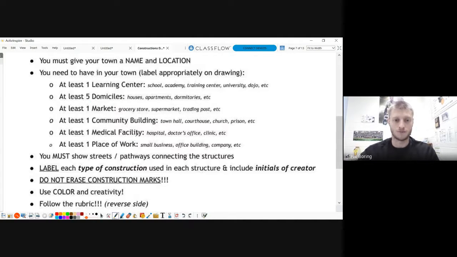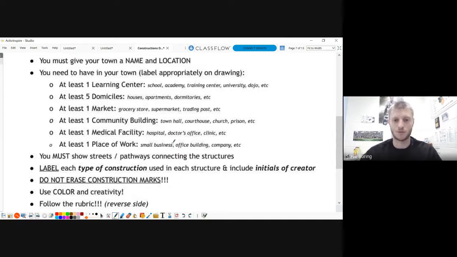You need one market. By market, I mean place where people can go to buy, sell, or trade stuff. It can be a grocery store, a mall, a supermarket, a trading post, whatever. Fine with that. One community building, meaning one place where people go to meet people that don't live with them. It can be a town hall. It can be a courthouse. It can be a church. It can be a prison, for instance. So any of those will work as a community building. You need one medical facility. Where do you go when you get a boo-boo? That's about it. So it can be a vet if you want to do that instead of a medical facility for people. It can be for animals. I don't care. That's fine.